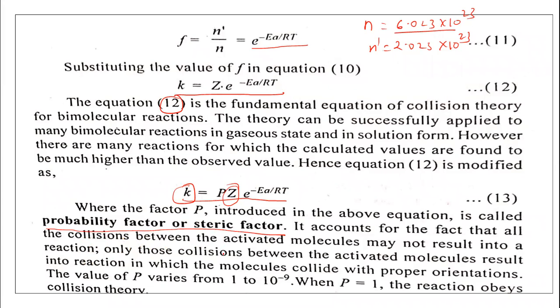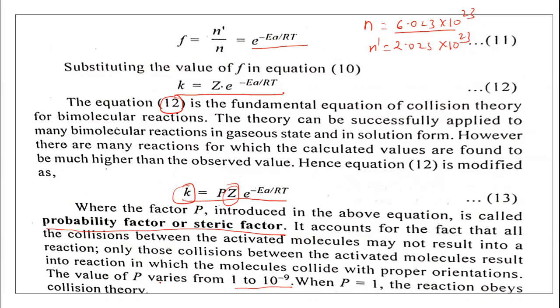Only those collisions between activated molecules in which the molecules collide with proper orientation result in the reaction. There should be proper orientation between the molecules. So the value of P varies from 1 to 10 raised to minus 9. The probability factor is very important here. Even though collisions take place and molecules go into the activated state, if the molecules do not have the proper orientation, the number of effective collisions is less, so the P value varies from 1 to 10 raised to minus 9.